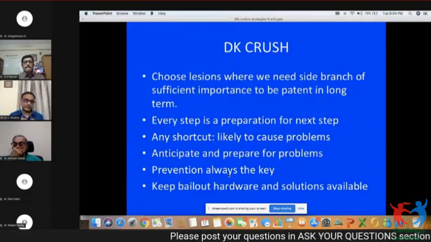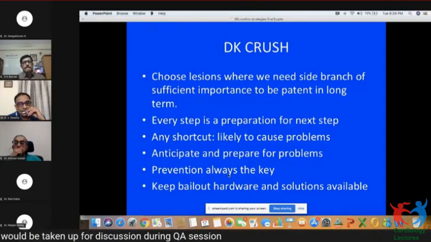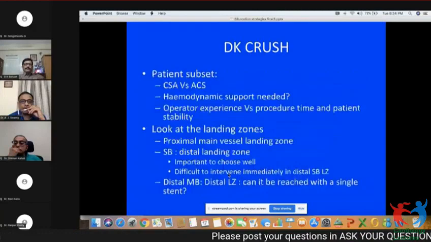We choose lesions where we need the side branch to be of sufficient importance to be patent in the long term, which is almost always a left main bifurcation. Every step is a preparation for the next step. Any shortcut is likely to cause problems. We anticipate and prepare for problems along the way. Prevention is always the key. Bailout hardware and solutions must be there.